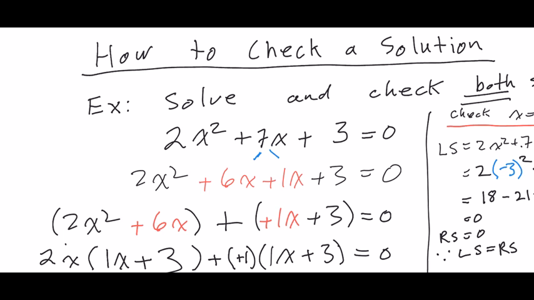So we say since the left side equals the right side, therefore x equals -0.5 is a solution. And we're done.